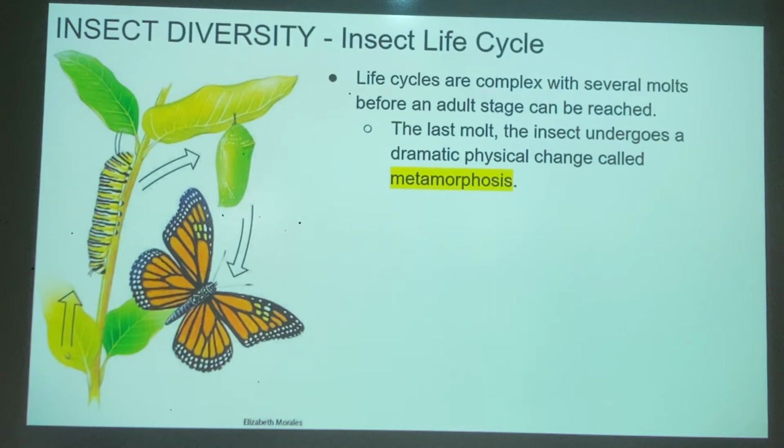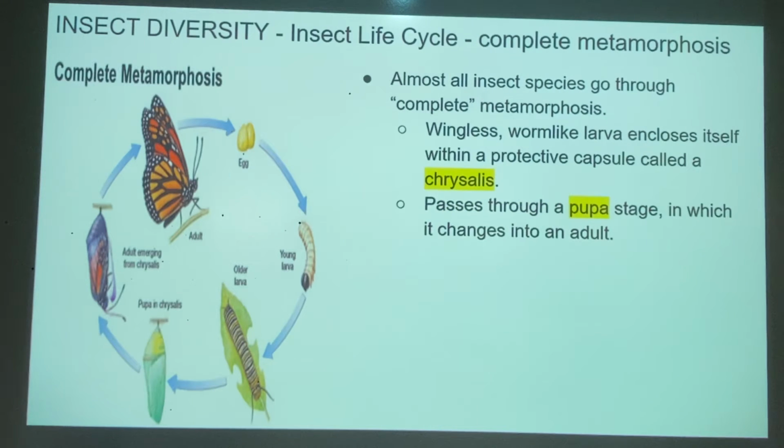All insects go through a certain life cycle, and this goes way back to biology and having that growth and development plan, and that's what makes something living. So these life cycles are complex with several molts before an adult stage, and the last molt the insect undergoes is usually a dramatic change. So we've all studied the butterfly in elementary school, where you go from a caterpillar to a butterfly. That dramatic change is called metamorphosis, but not all insects go through that.